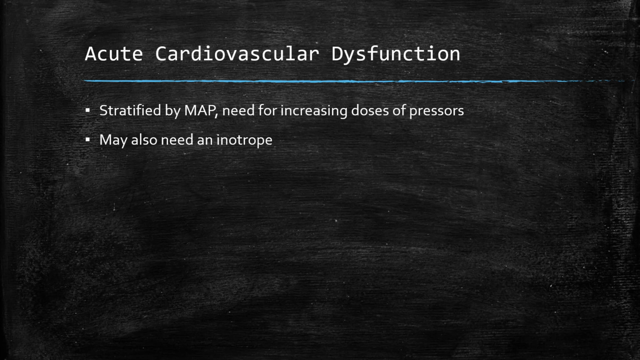Acute cardiovascular dysfunction in MODS is stratified by the mean arterial pressure and the need for increasing doses of vasopressors to keep the MAP at an acceptable level. There's also a small group of patients who may need an inotrope as well.